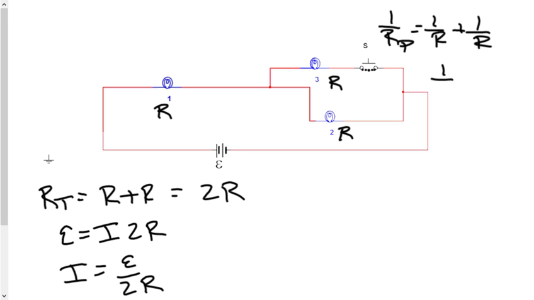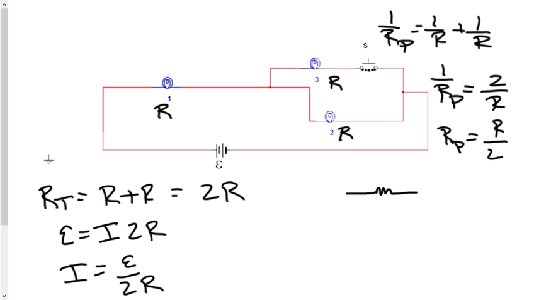So 1 over resistance parallel is then going to equal 2 over R. Now you need to invert this to get resistance parallel. And that's going to be R divided by 2. So you can think of this branch here as R divided by 2. So let's redraw a quick circuit here. So I'm just going to have, I'll just use the resistor symbol here. And that's going to be in series with the battery. So again, we're using the simplification technique here. This still being R, and this one being R divided by 2.